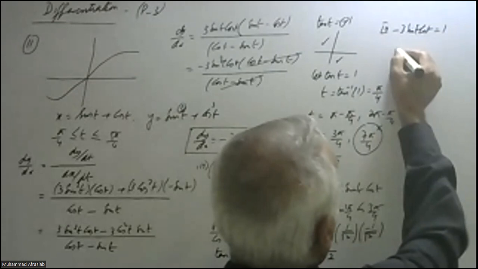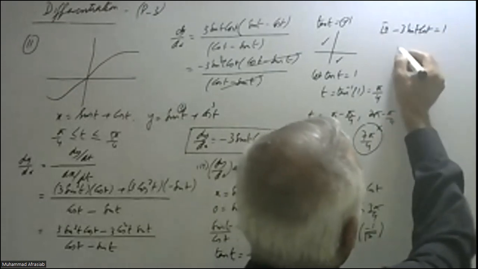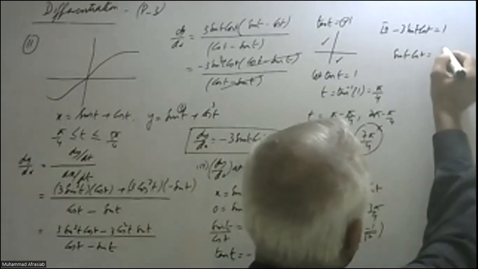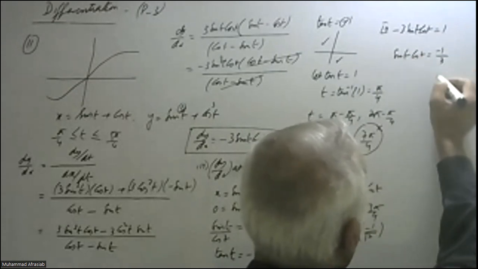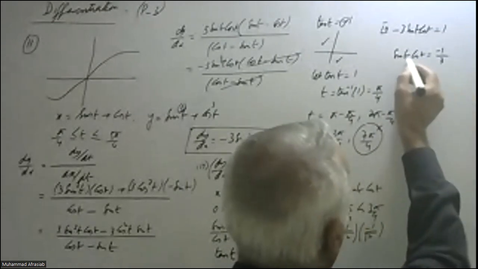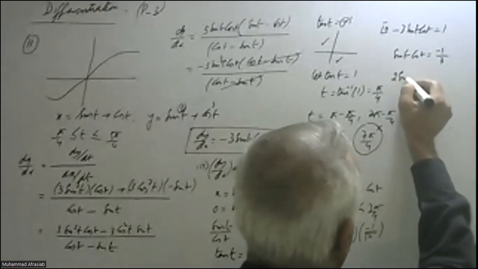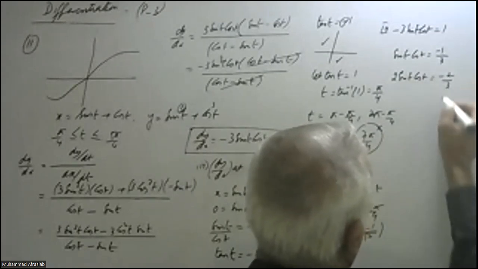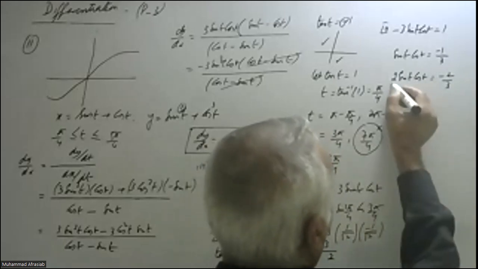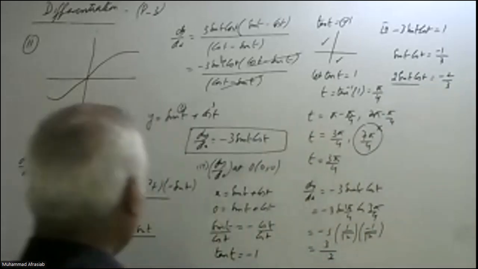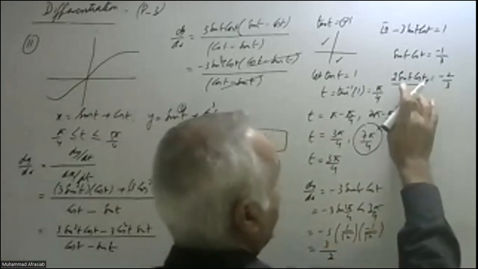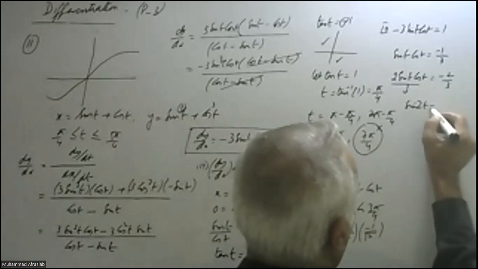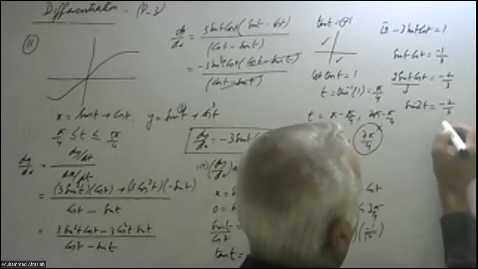So, sin t into cos t is equal to -1 over 3. If you multiply both sides by 2, 2 sin t cos t is equal to -2 by 3. But we know that 2 sin t cos t is equal to sin 2t. So sin of 2t is equal to -2 by 3.